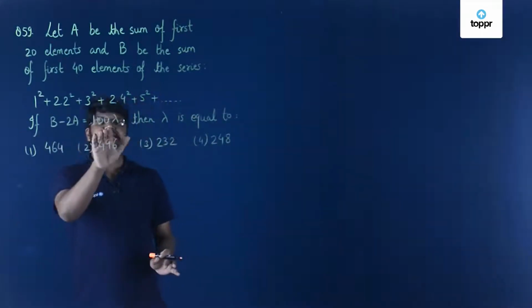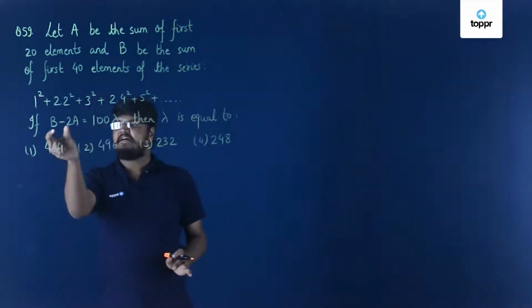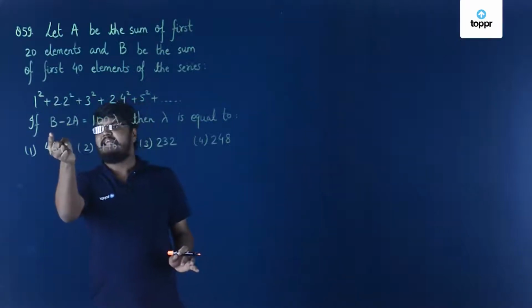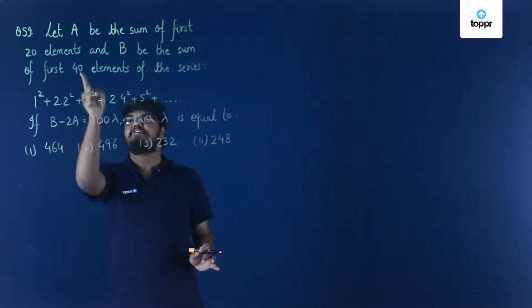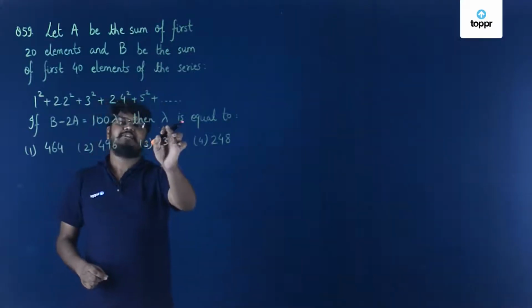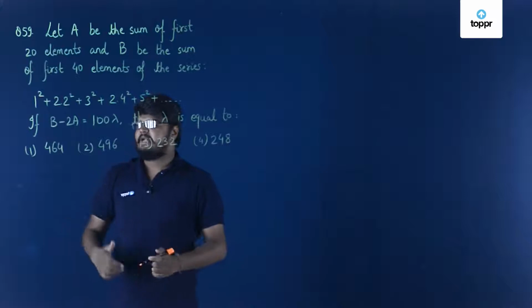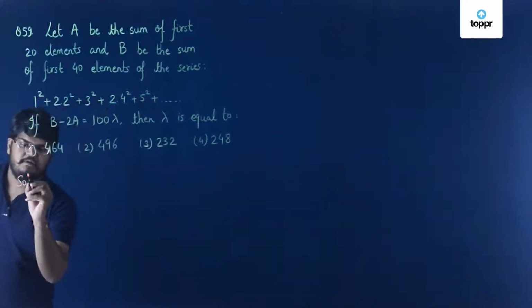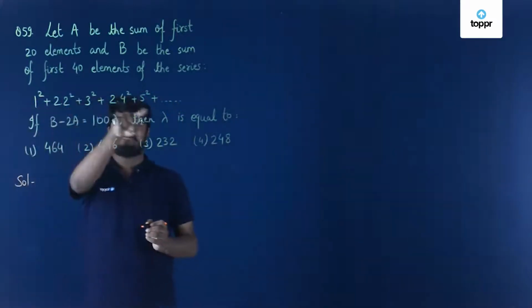If B minus 2A is equal to 100 lambda, that is, if the difference between the sum of first 40 elements and twice the sum of first 20 elements is equal to 100 lambda, then we have to find the value of this lambda. For this matter, let's first solve and try to find out the sum of this series.